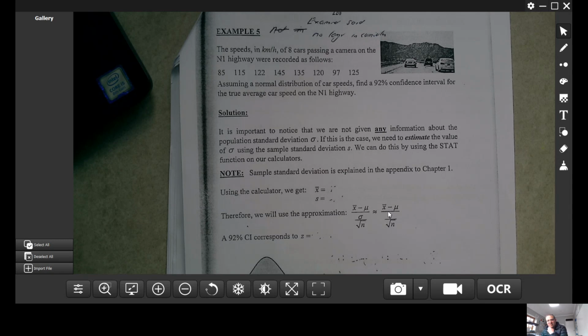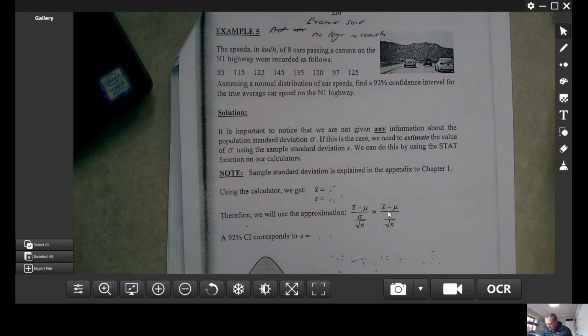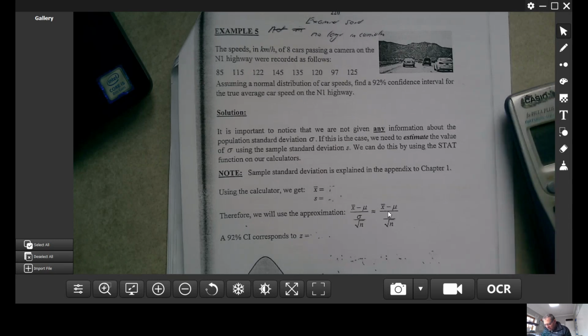So it said the speed in kilometers of 8 cars passing a camera on the N1 highway was recorded as follows: 85 and so on. Assuming a normal distribution of the car speeds, find a 92% confidence interval for the true average speed. I mean, the sample of 8 is ridiculously small. It doesn't really tell us much. But let's have a look. The confidence interval should be pretty big.